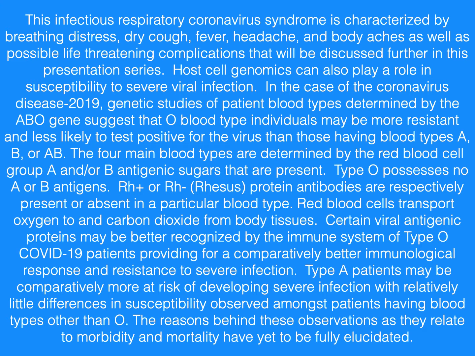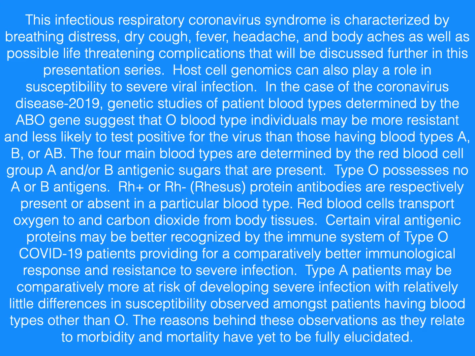Whole cell genomics can also play a role in susceptibility to severe viral infection. In the case of the coronavirus disease 2019, genetic studies of patient blood types determined by the ABO gene suggest that O blood type individuals may be more resistant and less likely to test positive for the virus than those having blood types A, B, or AB.